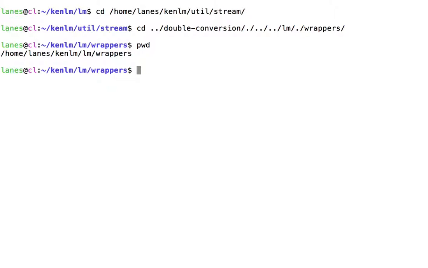Wrappers is a subdirectory of LM. So dot dot slash double conversion slash dot slash LM slash dot slash wrappers refers to home lanes kenlm LM wrappers.